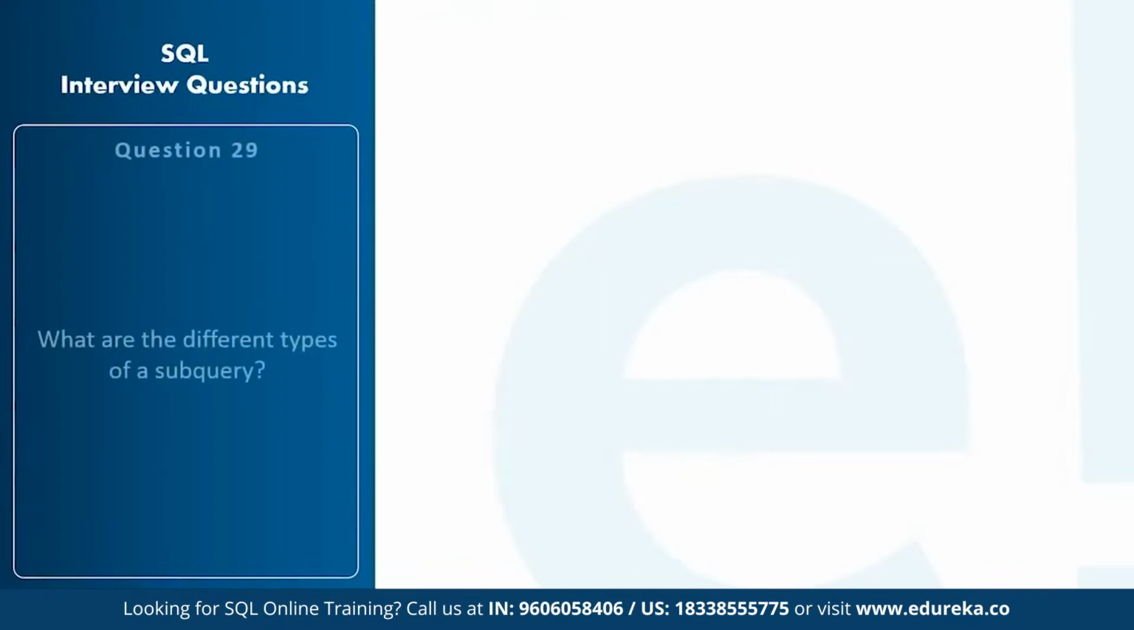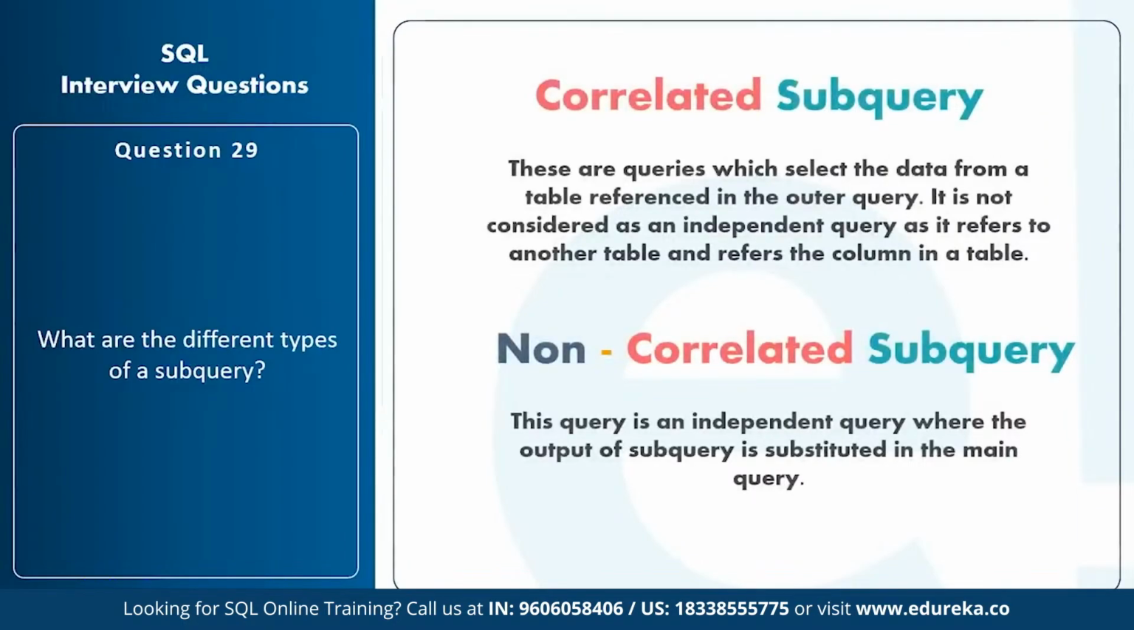Now let's move forward to our next question, that is, what are the different types of subquery? There are mainly 2 types of subqueries, the correlated and the non-correlated subquery. The correlated subqueries are those queries which select the data from a table referenced in the outer query. It is not considered an independent query, as it refers to another table and refers to a column in a table. The non-correlated subquery is an independent query where the output of the subquery is substituted in the main query.